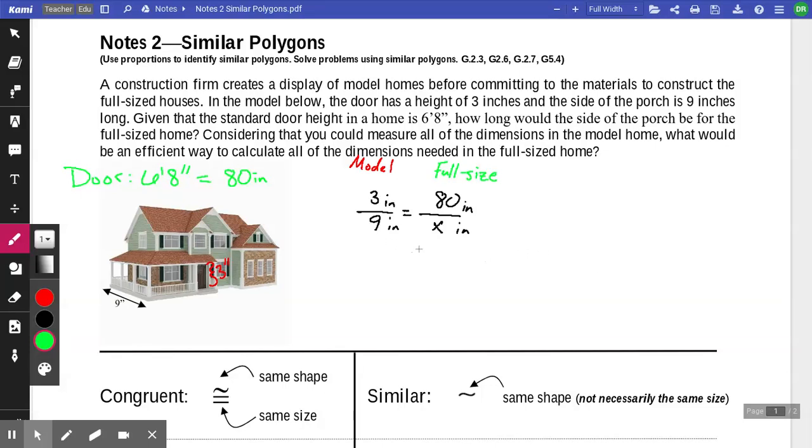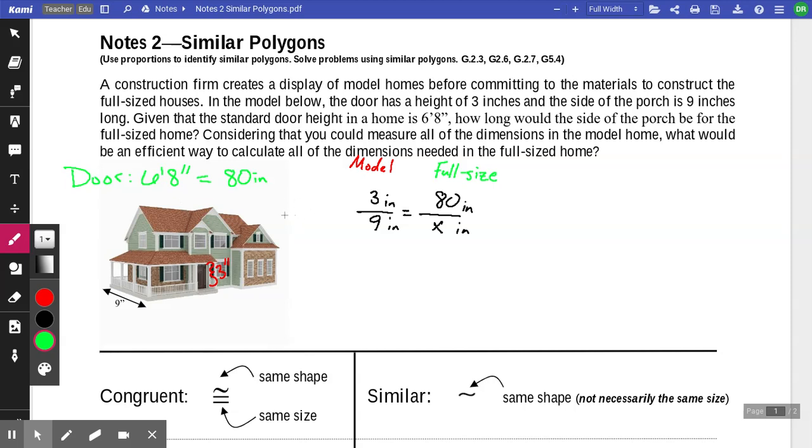In this video, we're going to discuss what determines whether two figures are similar. And typically we'll just focus on polygons, triangles, quadrilaterals, and so on. But for a quick example here, we have a case of a model home, using the model to determine how large the full-size home would be based on the dimensions we're seeing here, and knowing that in a full-size home, the door is typically 6 feet 8 inches tall.